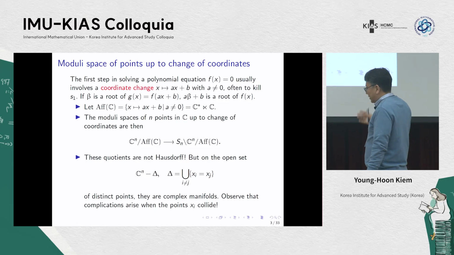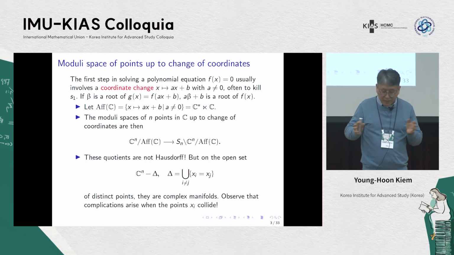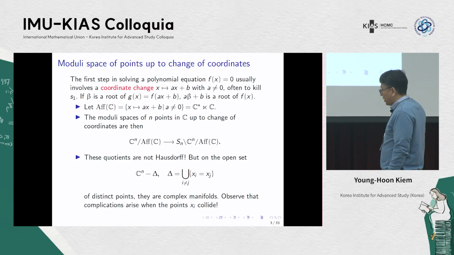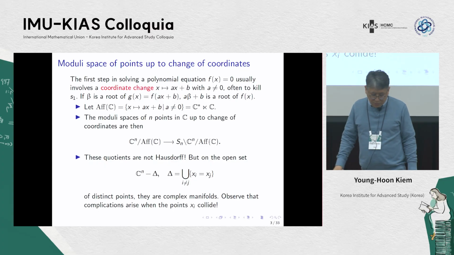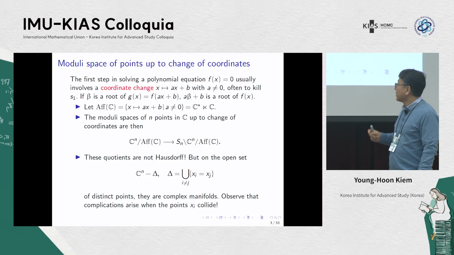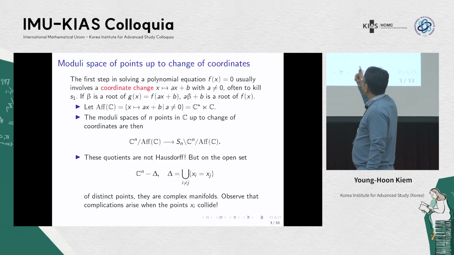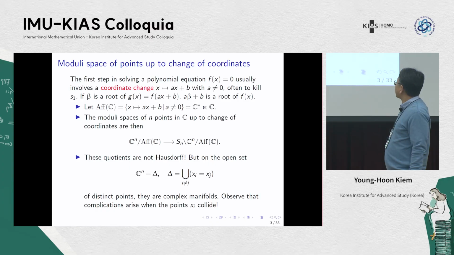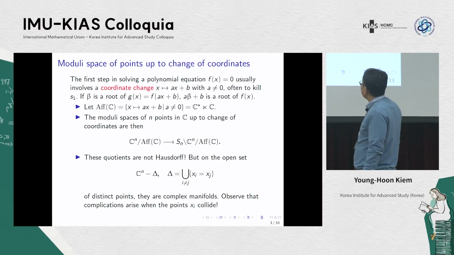But now, let's make the problem more interesting. I mean, the problems in the previous slide were so easy. Let's make the problem slightly more interesting. If you remember from your high school days or elementary school days, you would remember that the first step in solving a polynomial equation is to apply a change of coordinates, like x goes to ax plus b with a non-zero, right? So that's the coordinate change you usually apply as the first step.